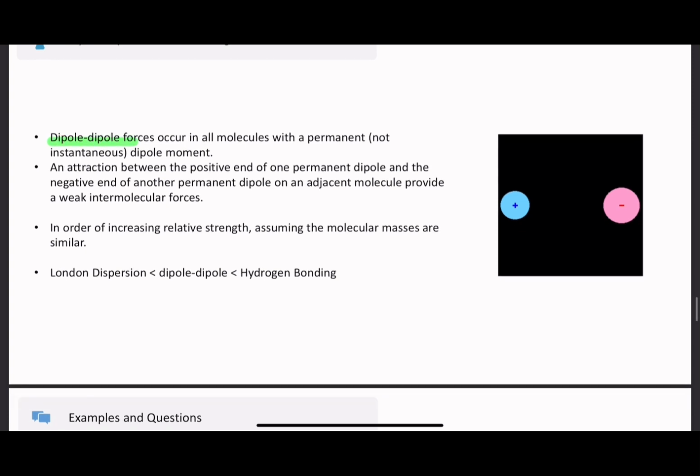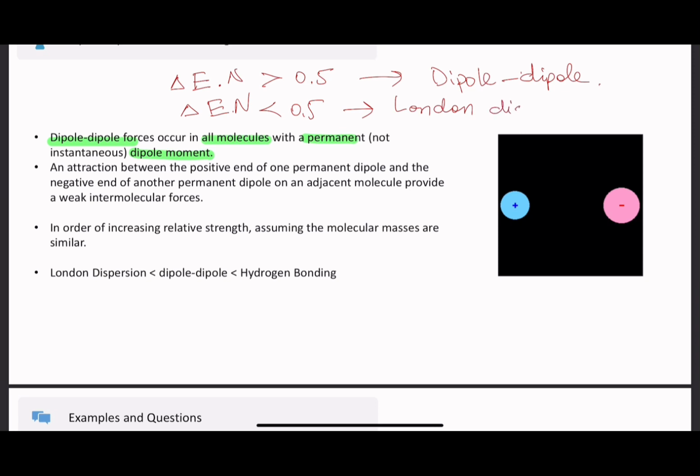We have dipole forces occur in all molecules with permanent dipole moment. Okay, so when you have an electronegativity difference of more than 0.5, you have dipole. But if it is less than 0.5, you only have London dispersion. London dispersion happens to all molecules, but this one only happens for polar molecules. Polar molecules with polar bonds.